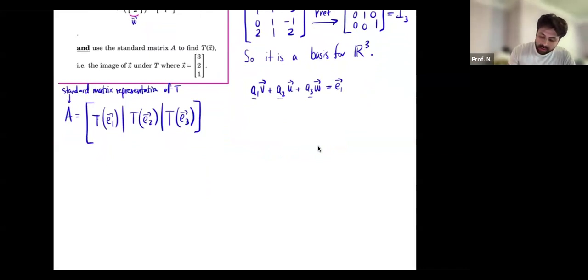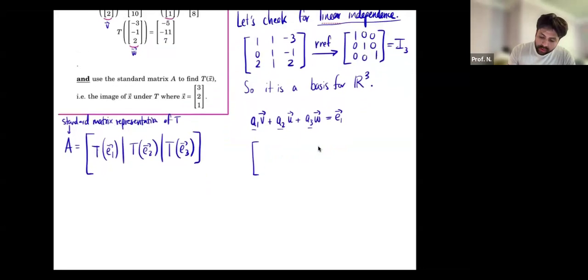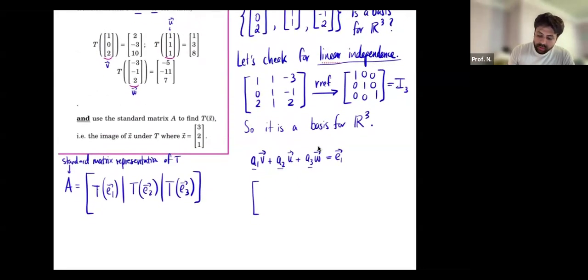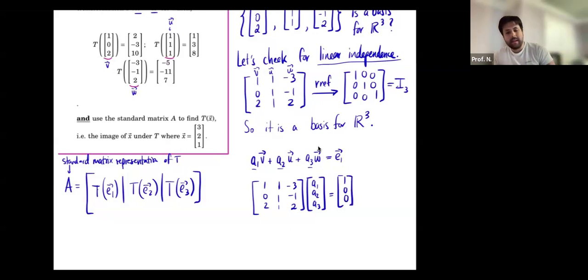So I'm gonna do a matrix VUW, right? So VUW is precisely what I have here. This is V, this is U, this is W. This is gonna be 1, 0, 2, 1, 1, 1, -3, -1, 2. These will be my unknown coefficients. And this will be 1, 0, 0. So this is gonna be just one system to solve.